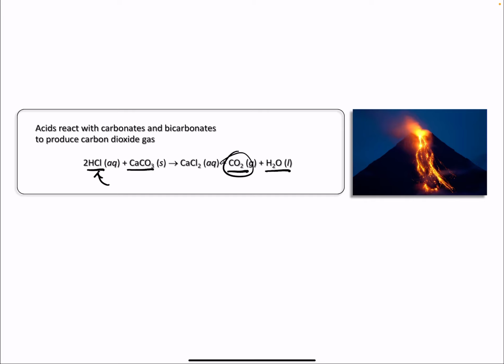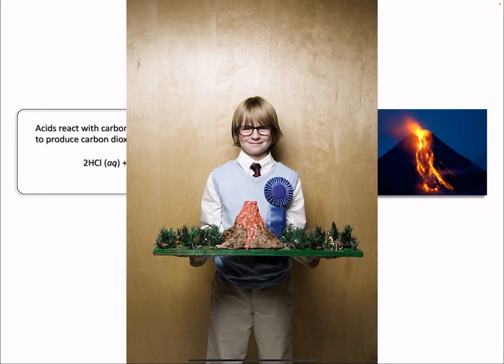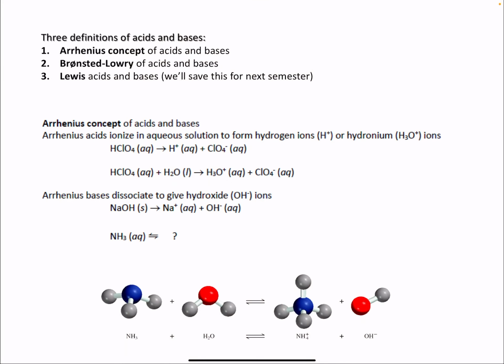And you see this reaction mostly in science fair volcanoes, right? You put your baking soda in there with some vinegar, some acid, and then you get some CO2 and bubbles, and it's super exciting. All right, there are 3 definitions of acids and bases, 3 different ways to think about them: the Arrhenius concept, Bronsted-Lowry, and Lewis acids, and we'll talk about this next semester. Don't worry about it right now.